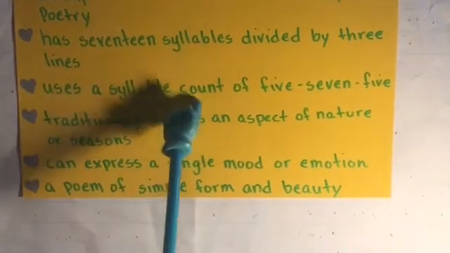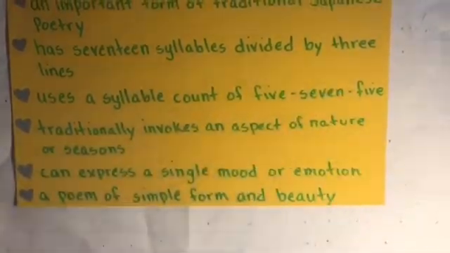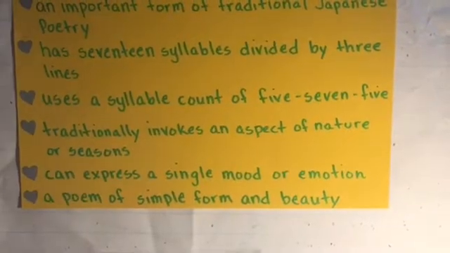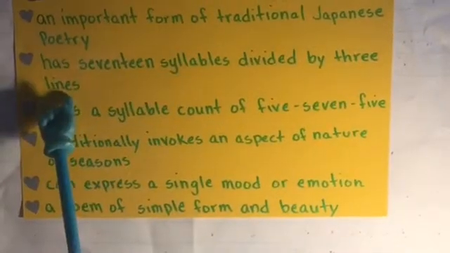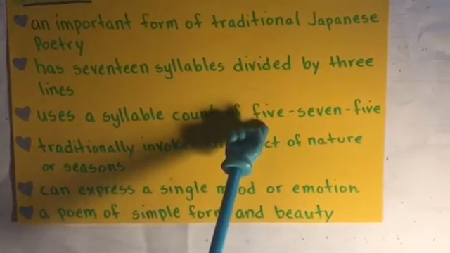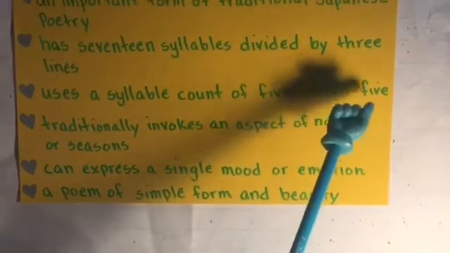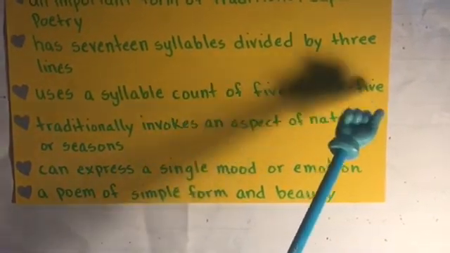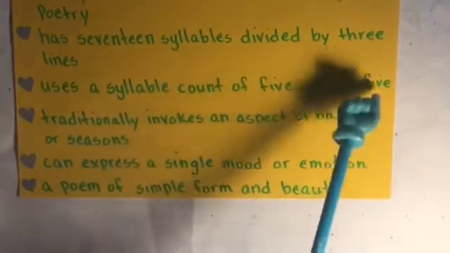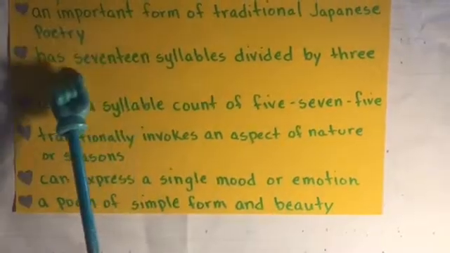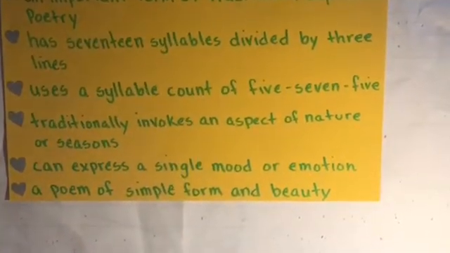It uses a syllable count of 5-7-5. That means your first line, because we have 3 lines, is going to have 5 syllables, your second line is going to have 7 syllables, and your last line is going to have 5 syllables. And if you count that up, 5 plus 5 is 10, plus 7 more equals 17 syllables.